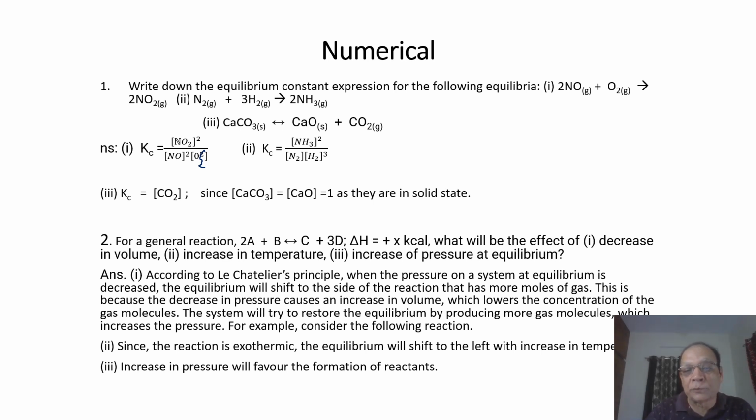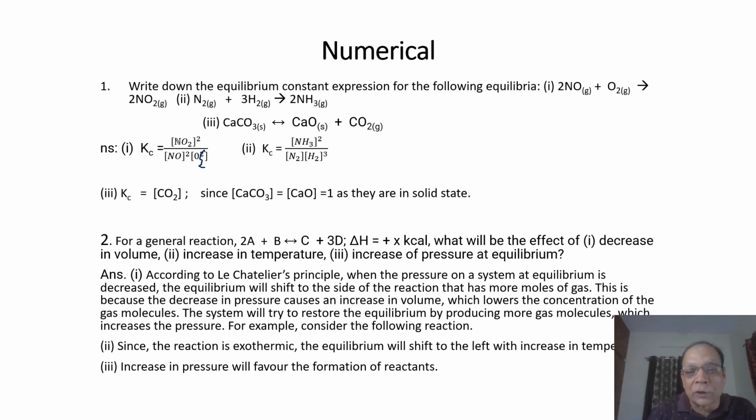According to Le Chatelier's principle, when the pressure on a system at equilibrium is decreased, the equilibrium will shift to the side of the reaction that has more moles of gas. This is because decrease in pressure causes an increase in volume and vice versa, which lowers the concentration of the gas molecules. The system will try to restore the equilibrium by producing more gas molecules, which increases the pressure. For example, consider the following reaction.